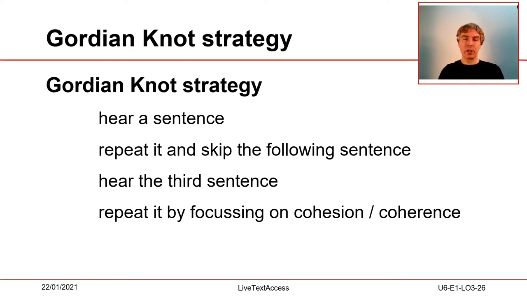As seen previously, the Gordian knot consists of hearing a sentence and repeating it as fast as possible once it is over, by compressing it if you can. Then you can skip the following sentence and concentrate on the third sentence of the row, which you are going to repeat as quickly as possible once it is over, by paying attention to cohesion and coherence. As in the case of a fast speaker, this is something that you cannot do for long.